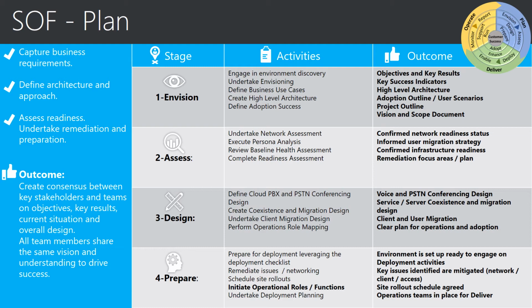Plan is made up of 4 stages: envision, assess, design, and prepare. So each stage has a set of key outcomes that we list on the right-hand side that contribute towards the overall phase outcome. These outcomes are relevant to any size customer, and SOF provides the guidance on the activities and assets needed to deliver these outcomes. Time and effort required to deliver each outcome depends on your organization's size and complexity, and often the number of different teams that need to engage.